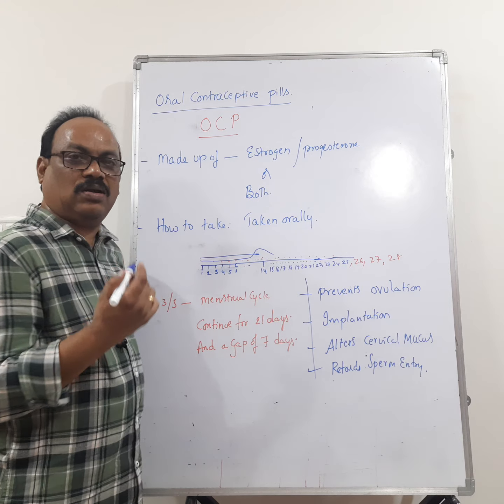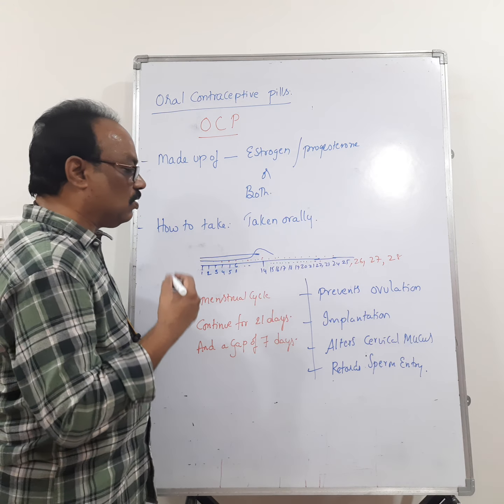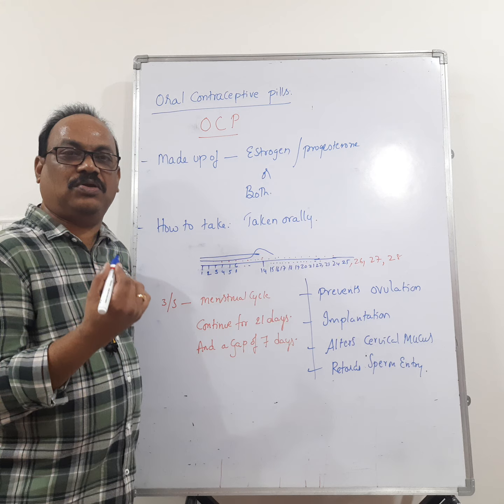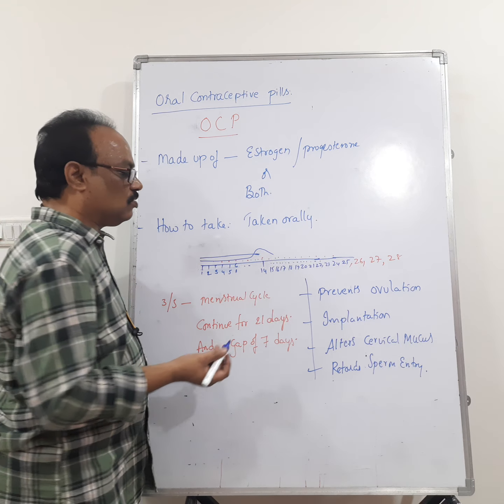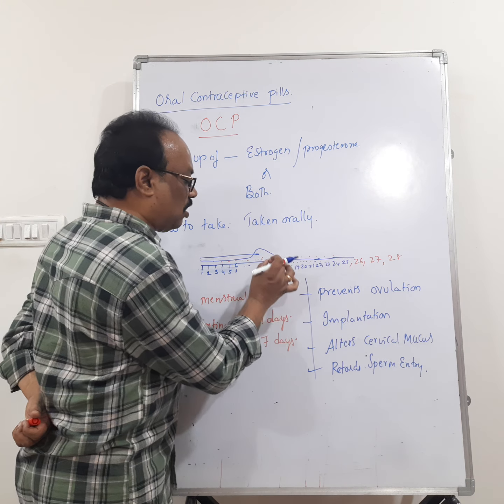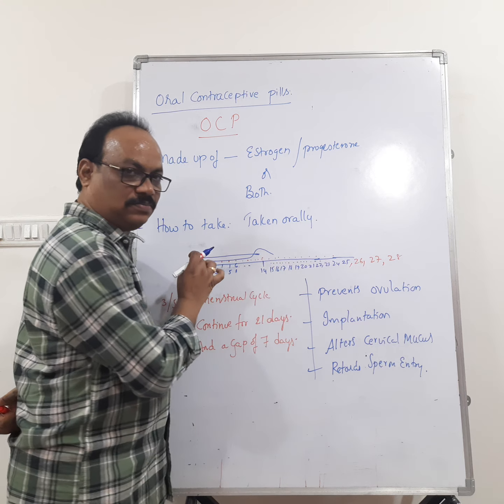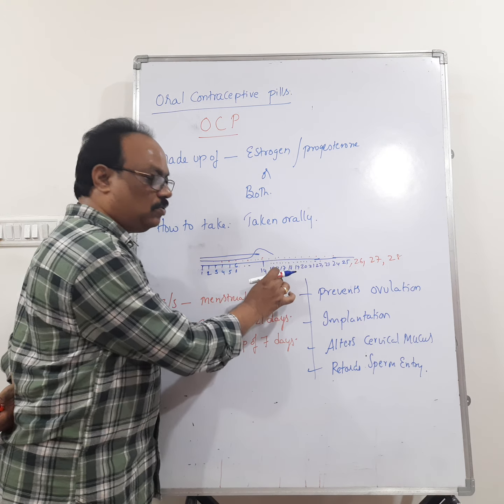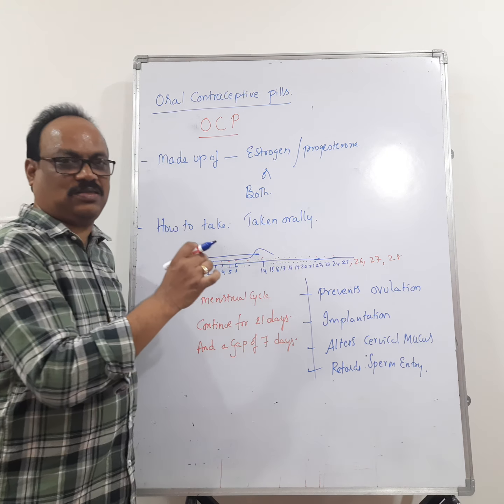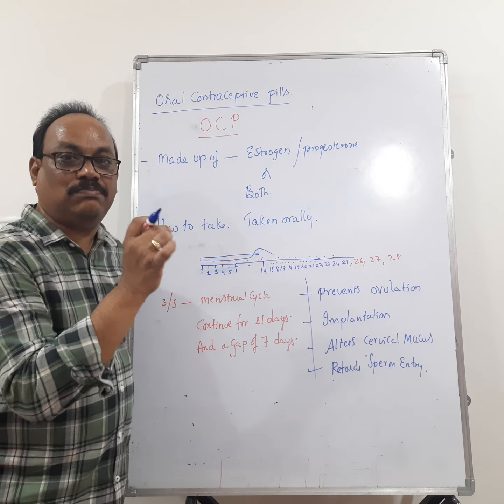But what do the oral contraceptive pills consist of? The oral contraceptive pills consist of progesterone and estrogen. After menstruation, the corpus luteum secretes the progesterone. So, what will the progesterone do? Progesterone maintains the uterus for implantation.